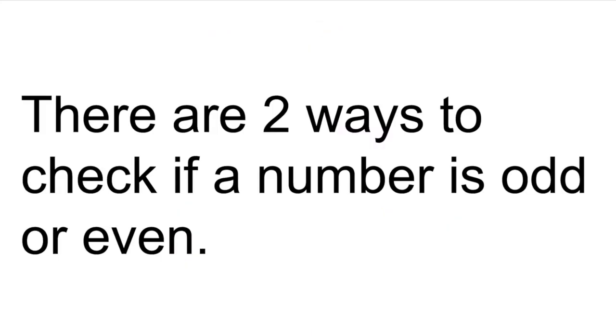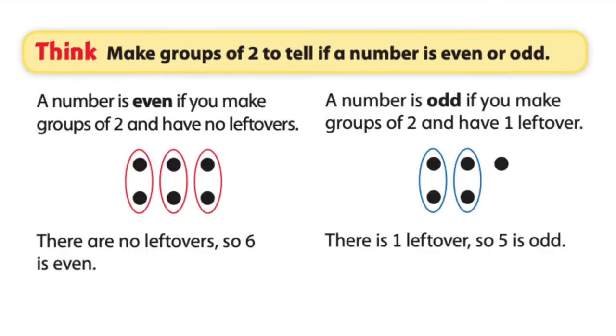There's 2 ways to check if a number is odd or even. You can do what we just did and make groups of 2. A number's even if you make groups of 2 and have no leftovers. For example, here, there were 6 dots, and there are no leftovers when we make groups of 2, so 6 is an even number. A number is odd if you make groups of 2 and have 1 left over. Here there's 1 left over, so 5 was an odd number.